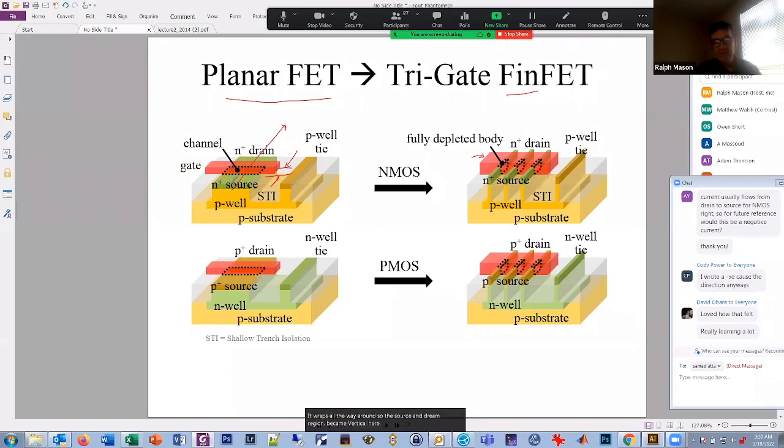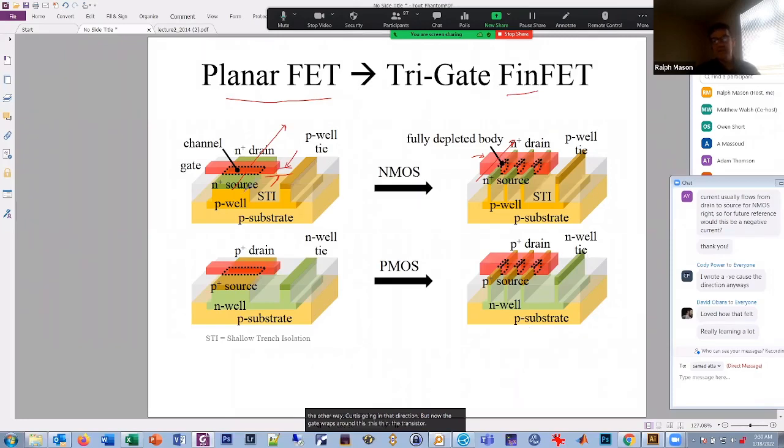Here it's lateral, right? It's kind of lateral this way. So now the current is going in this direction. We're still going through this from source to drain, right? Or drain to source the other way. Current's going in that direction. But now the gate wraps around this fin, the transistor.